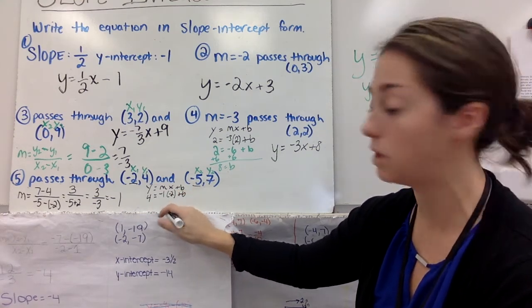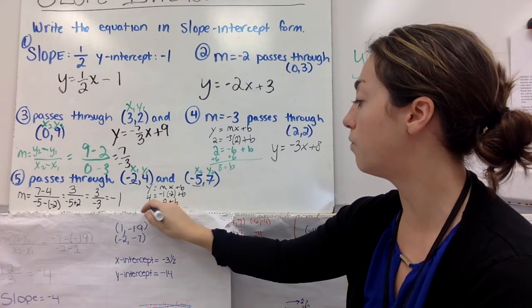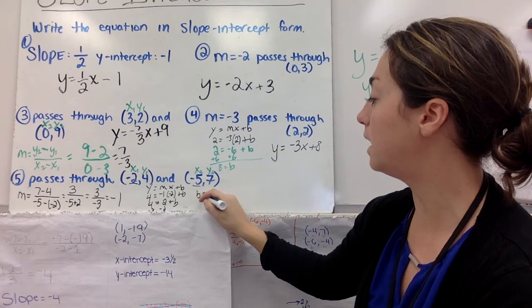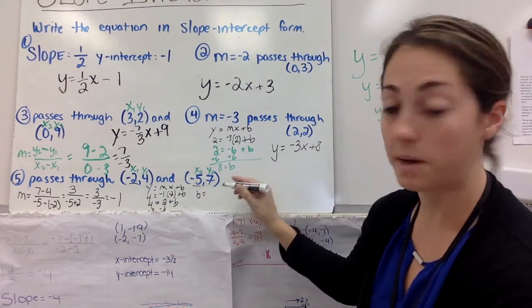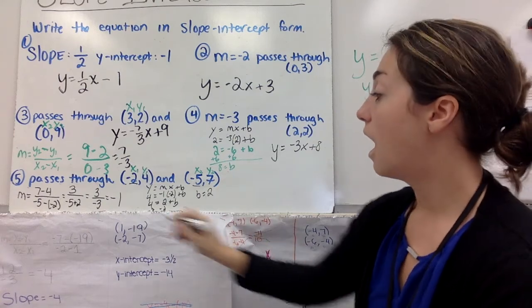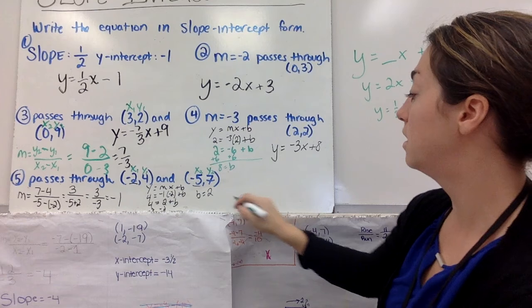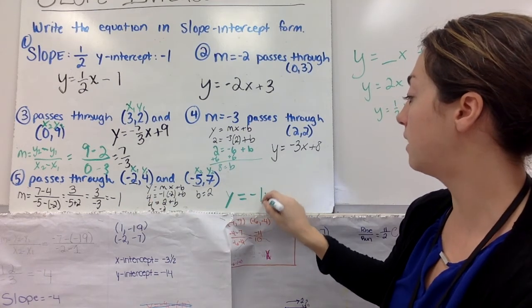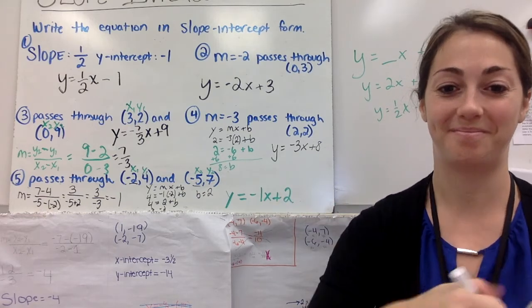-1 times -2 is +2 plus b equaling 4. I subtract 2, and b then equals 4 minus 2. I know it's hard to see that. 4 minus 2 is 2. Yay, I know my m, I know my b, so I can write my equation. It's y equals -1x plus 2. Yay.